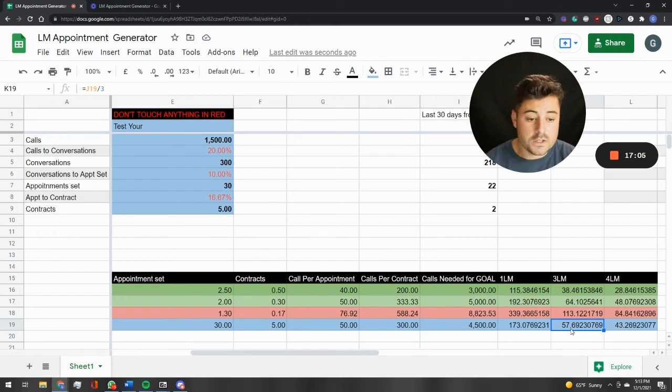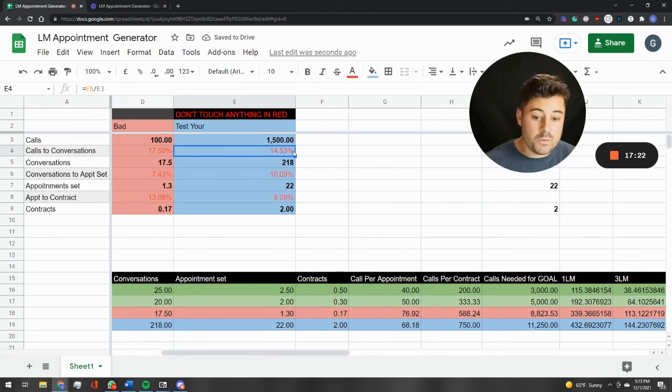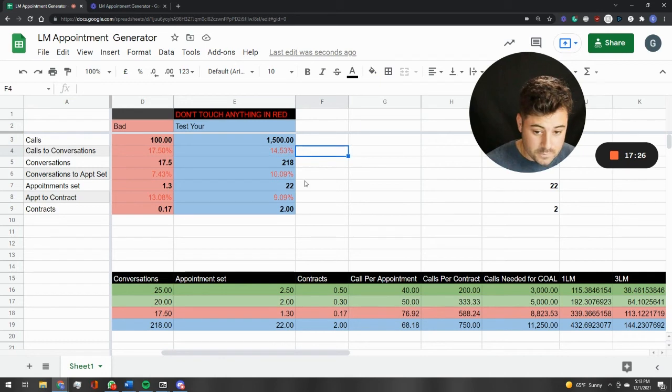57 calls. So now what do I do as a manager of a company? I look now and say, my focus for lead managers this quarter, this next month, is figuring out how we can change, how we can go from what we were doing, which is 14% calls to conversation. How can we get to 20%, at the minimum? And how can I get my appointment to contract to 16 or 15% at a minimum?